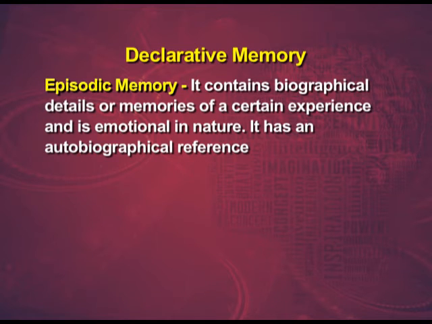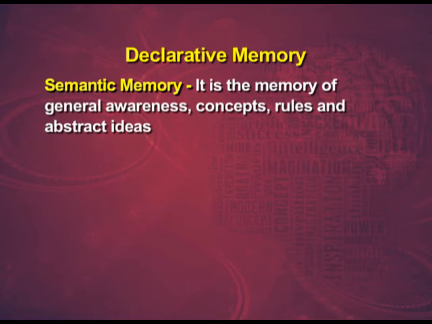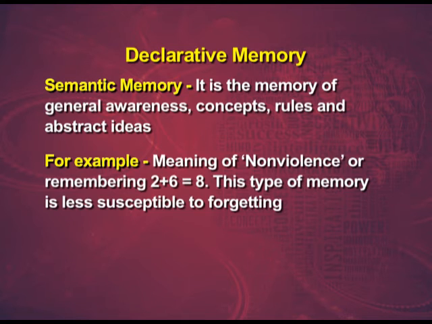Episodic memory contains biographical details or memories of a certain experience and is emotional in nature. It has an autobiographical reference. Example, seeing the ocean for the first time, enjoying parasailing, etc. Semantic memory. It is the memory of general awareness, concepts, rules and abstract ideas. Example, meaning of non-violence or remembering that 2 plus 6 is equal to 8. This type of memory is less susceptible to forgetting.